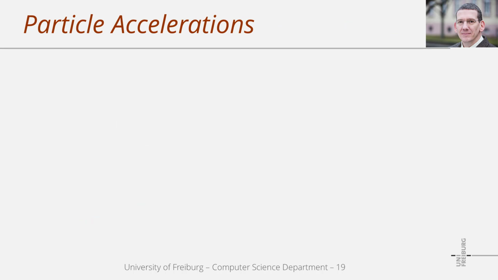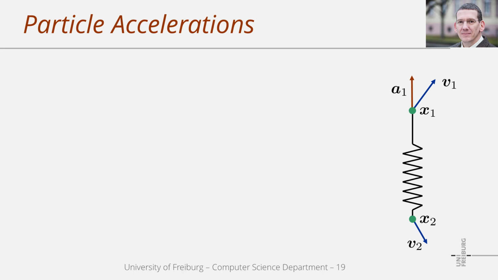Despite the fact that we do not address force computations for different materials in this part of the course, I'd like to at least show one example force or acceleration so that you get an idea of how forces are typically computed at particles. Here in this example, we have two particles that are connected by an elastic spring. So we have two particle positions x1 and x2 and two particle velocities v1 and v2. And I'd like to illustrate how the acceleration at particle 1 can be computed.